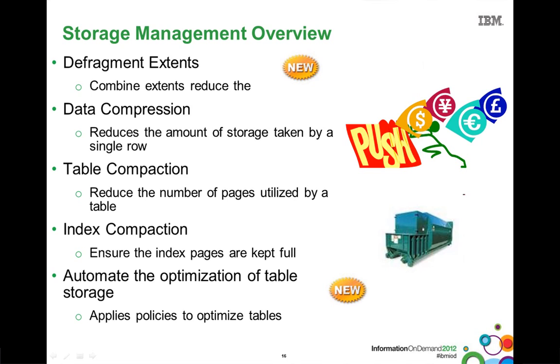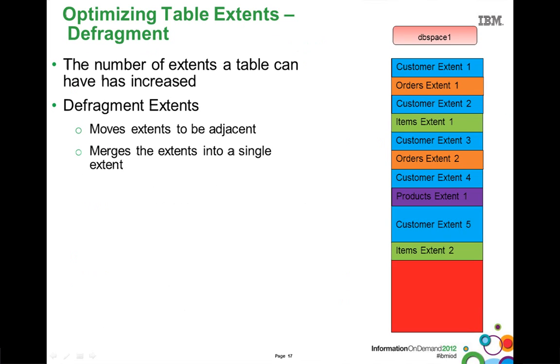So when we go ahead and optimize table extents, we can see we have our big DB space 1 on the right side. And there are different table extents represented by different colors. So we have the customer table in blue, the orders table in orange, the items table in green, and the products table in purple. And they're interspersed through the whole system. And then we have some free space down at the bottom or end of our DB space that's in red.